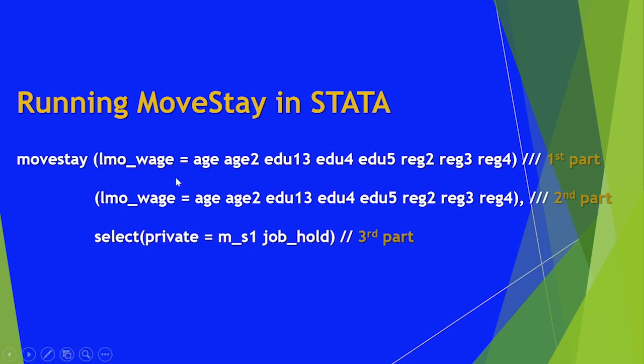And just remember that this one is the wage for public employee, and this is the wage for private employee. And we want to issue the select command. We say that private is equal to ms1 job hold, and we execute our command.